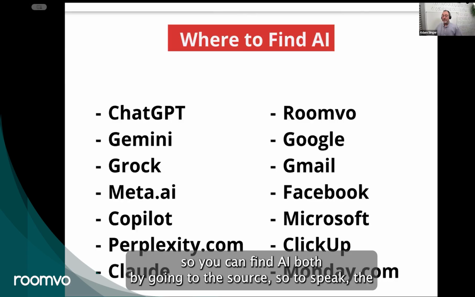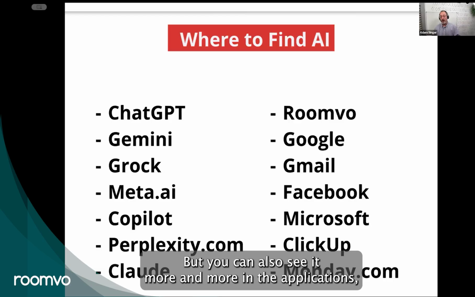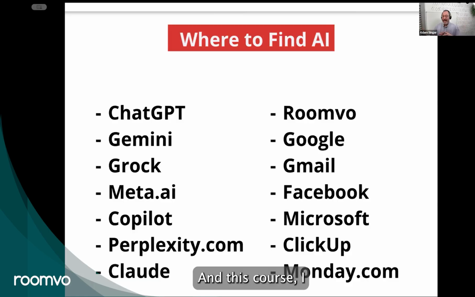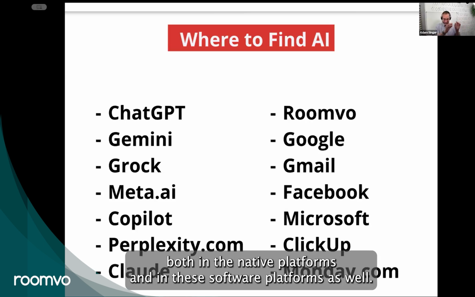So you can find AI both by going to the source, so to speak, the providers of these models, ChatGPT, Gemini, Grok, etc. But you can also see it more and more in the applications and the software that you've been using perhaps for a very long time. And this course, this small talk will, I hope, help you learn to use it both in the native platforms and in these software platforms as well. So let's talk about that.